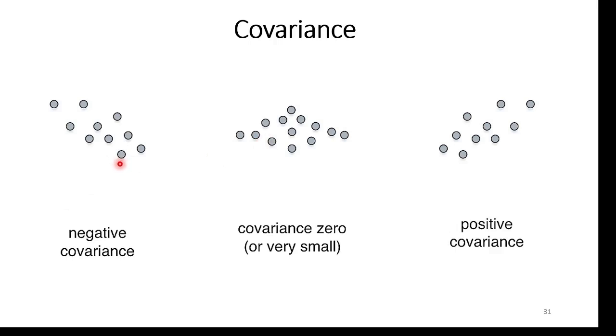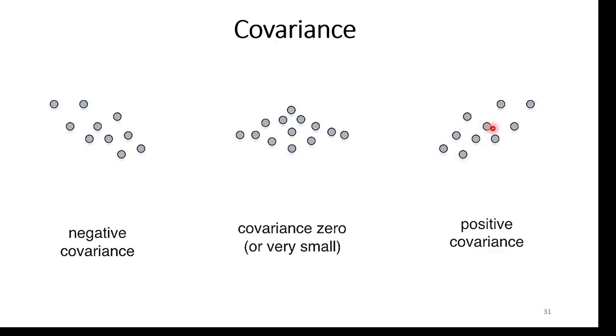For example, consider these three data sets. The first data set has negative covariance because an increment in one variable is decreasing the other variable. The covariance of this data set is almost 0 because changing the value of X is not significantly changing the value of Y.